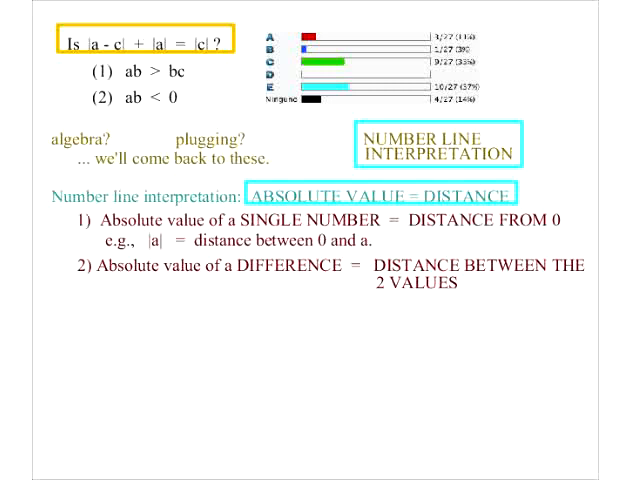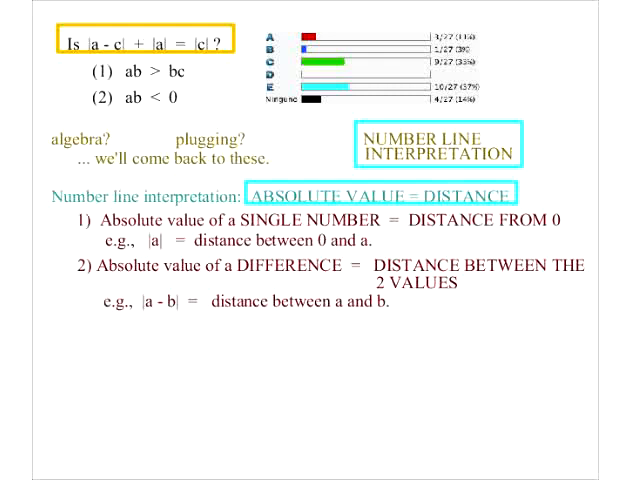So, for instance, this is a new fact to make sure that you retain it: the absolute value of A minus B is the distance between A and B. So you don't want to think about it as the distance between A minus B and 0. That would be sort of weird. But you think about it as the distance between A and B.